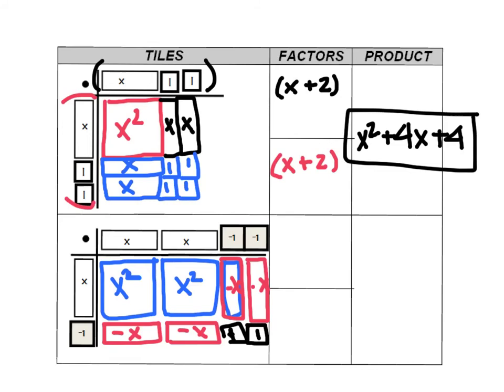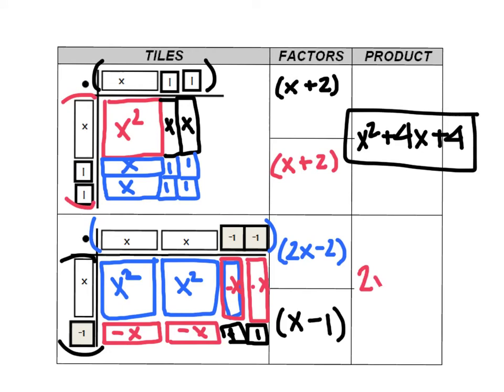Notice I forgot to write out our factors, which we had 2x minus 2 on the top. And here on the side we have x minus 1. So let's see what our answer is. How many of each do we have? How many x squares do you have? There's 2, so that would be 2x squared. Notice we have all negative x's here, right? Negative x, negative x, negative x, negative x. So they're all the same, so that'd be negative 4x. And then I have 2 positive ones, so that's plus 2. That would be the answer.